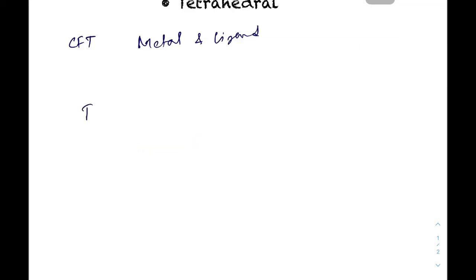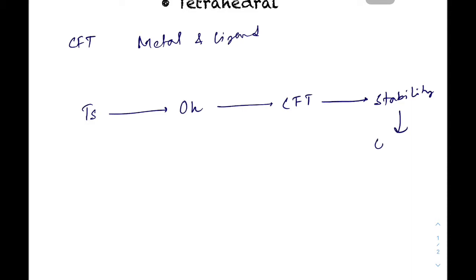A transition metal in the presence of ligands gets split. The geometry can be octahedral or tetrahedral. Let's say it is octahedral, and after octahedral splitting it comes to CFT. It generally determines the pattern of the d orbitals of the metal, and then it gains stability, which is known as crystal field stabilization energy, and then it forms the complex.